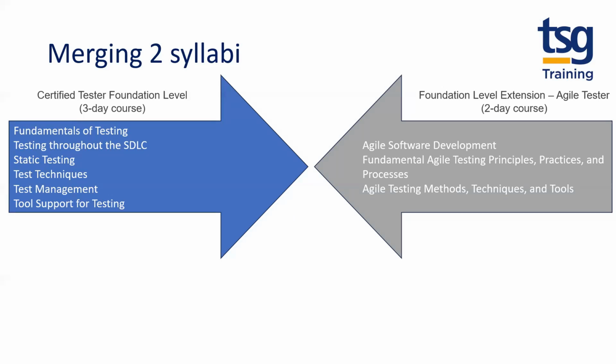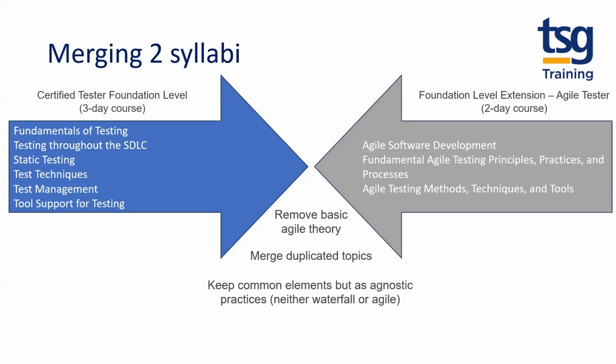So the brief to the course design team for merging the syllabi was: take out the basic agile theory. The reason behind this is that agile's mainstream now, so it's not the purpose of the foundation course to explain agile basics anymore. Merge the duplicated topics, so where it's common to both, just make sure we explain it once. Keep all the elements that are common, but explain them more as an agnostic, neutral process. So we're not looking at a waterfall emphasis or an agile emphasis. We're just looking at it as a common practice.